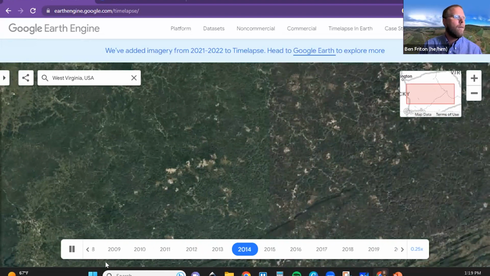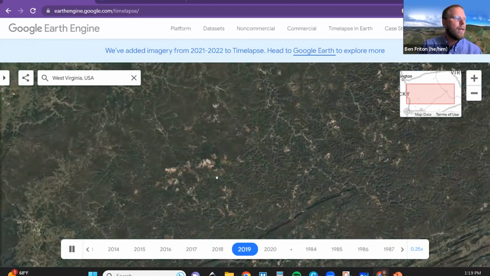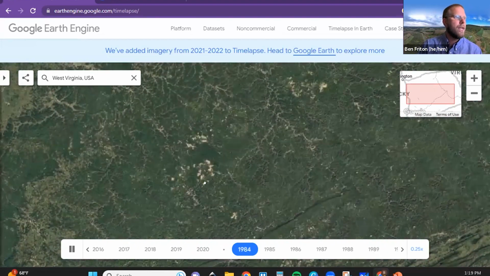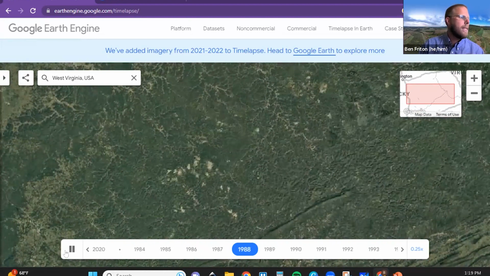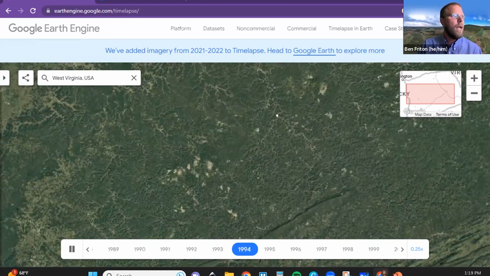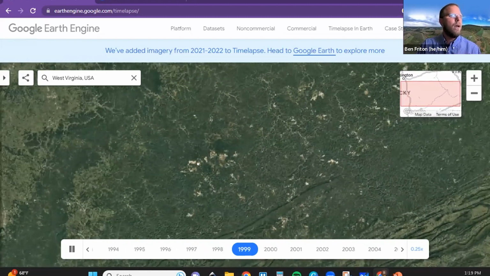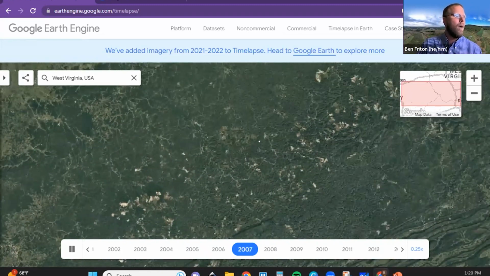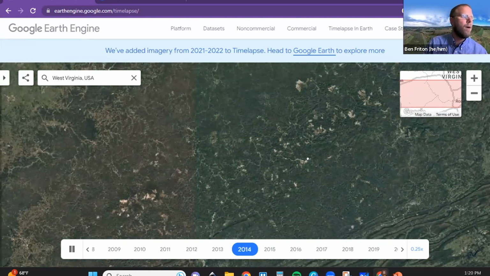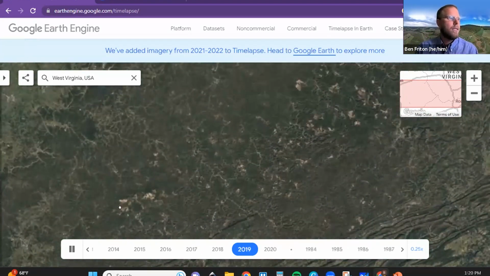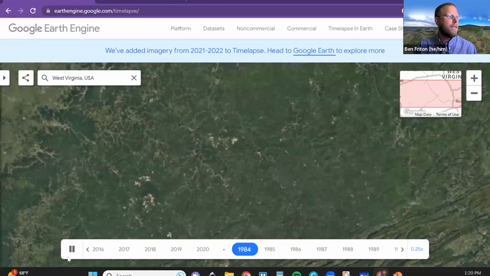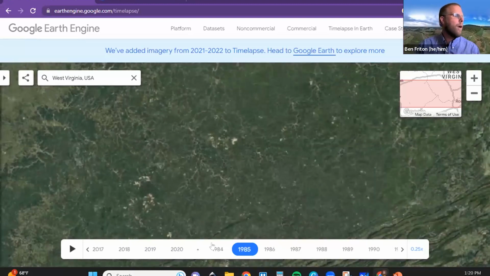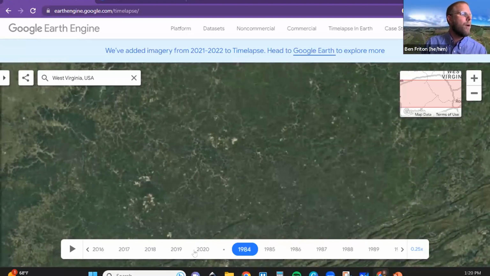What you are seeing right here is mountaintop removal in West Virginia. And again, that's 1984. And now in the present, the amount of mountains that have been taken away through this process is larger than the surface area of the state of Delaware. And so again, one of the great things about this tool, you can pause at 1984 and go all the way to 2020.